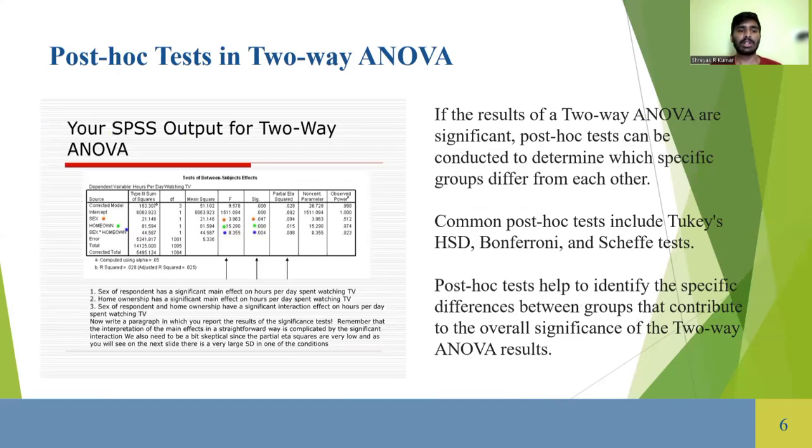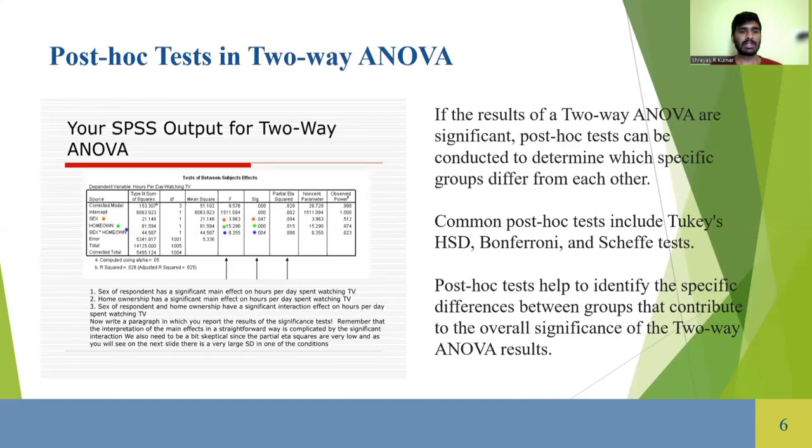Now let's see the post hoc results in two-way ANOVA. If the results of a two-way ANOVA are significant, post hoc tests can be conducted to determine which specific groups differ from each other. Common post hoc tests include Tukey's HSD, Bonferroni, and Scheffé tests. Post hoc tests help to identify the specific differences between groups and contribute to the overall significance of the two-way ANOVA results.